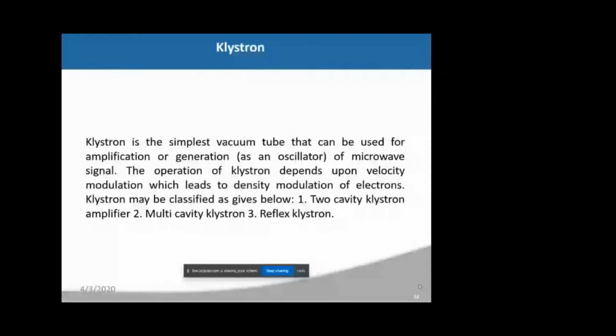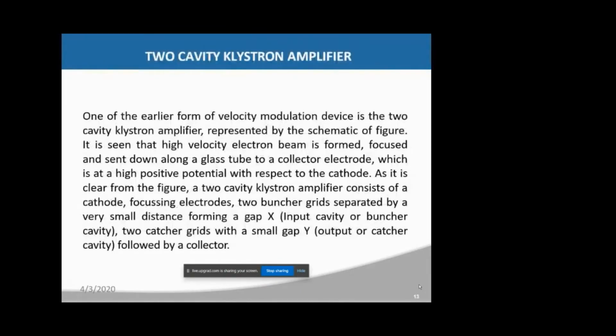Now we'll start with the first topic, that is two cavity klystron. As the name suggests, two cavity klystron basically consists of two cavities. As I told you, this basically works on the principle of velocity modulation. All these devices, whether two cavity klystron, magnetron, or TWT, basically work on the principle of velocity modulation. First of all, you have to understand what is the meaning of velocity modulation.